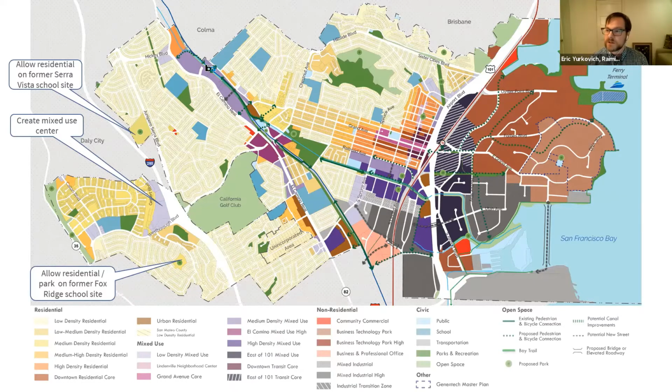In particular, we looked at the Fox Ridge school site and the Sarah Vista school sites, which are both former school sites, and have those as residential with a park on them, as well as creating a mixed use center at Westboro along the 280 in Westboro.